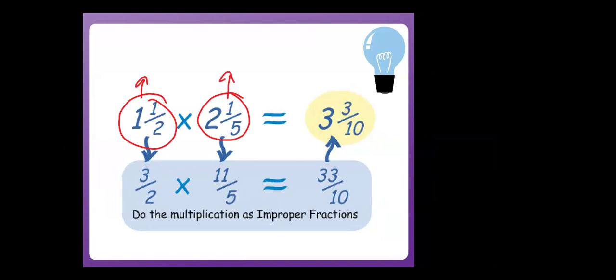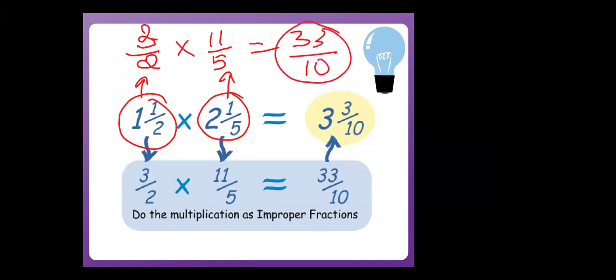Excellent. Yes, this is how you're going to do it. 5 times 2 is 10, and then plus 1 is 11, and 2 times 1 is 2, and then plus 1 is 3. So 3 over 2. Yes, 3 over 2 multiplied by 11 over 5. 3 times 11 is 33, over 5 times 2 is 10. 33 over 10 is your answer. You can write this into the mixed fraction however you want. You can just do it in that way, right?